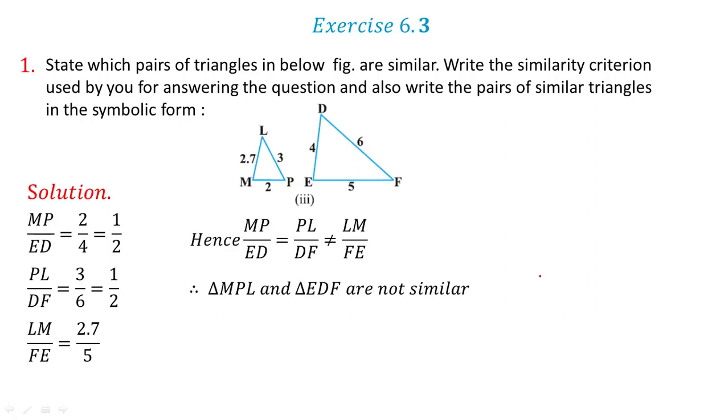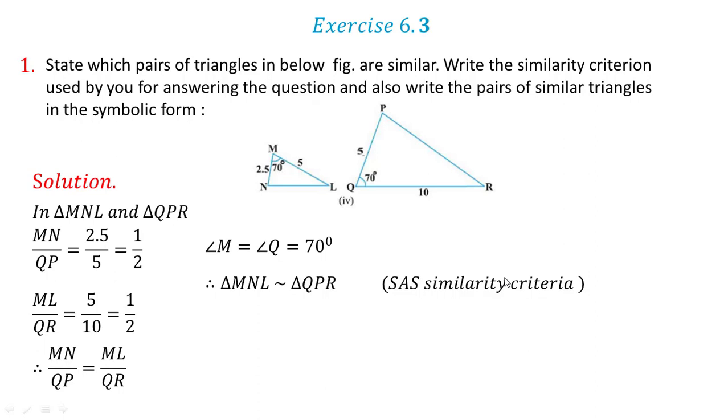Okay, now the third one. For side 2 I will compare with 4, for side 3 I will compare with 6 and this 2.7 I will compare with 5. Now I compared, but here what I find is that here the ratio is 1 by 2, here 1 by 2, but here it is not 1 by 2, here it is something different. So as these two sides have equal ratios, but here it is not equal, therefore I will say that these two triangles are not similar triangles.